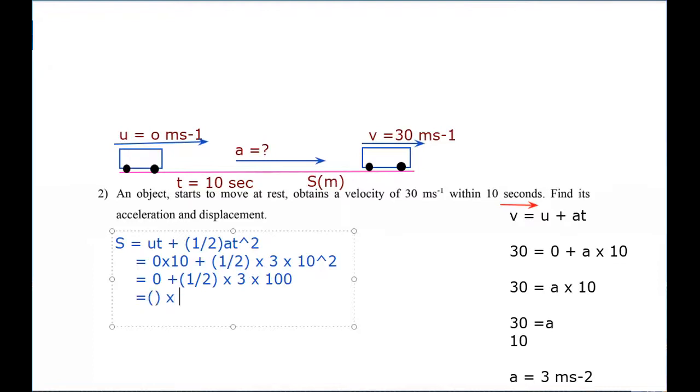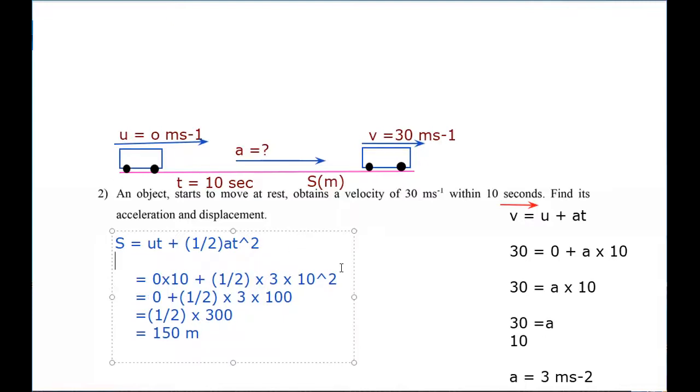But what is 3 into 100? Somebody unmute the mic and tell me the value of 3 into 100. 300, sir. 300. What is 300 into half? 300 into half means 300 divided by 2, because 2 is in the denominator side. So what is half into 300? 150. Therefore, the displacement of the object is 150 meters.